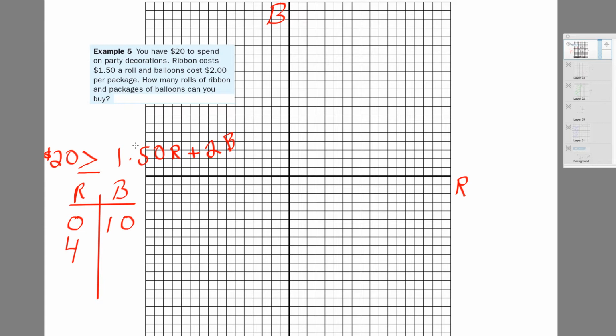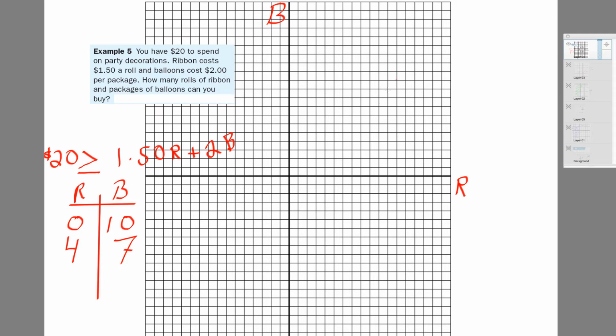So you get how I did that? I'm just trying to keep it simple. So let's see. So $6 plus 2 times 7 is 14, and that'll give me $20, right? So 4 times 1.5 equals 6. Okay. So I've got 2 points. I can go ahead and plot them in here, and we'll see what we get.